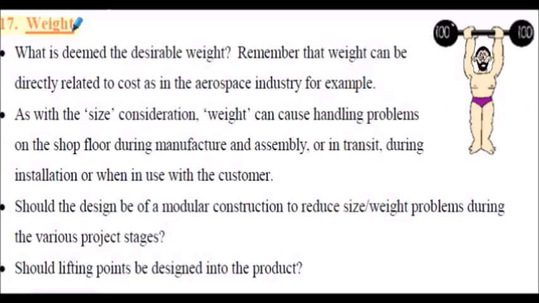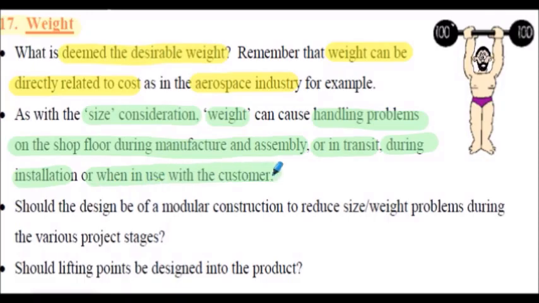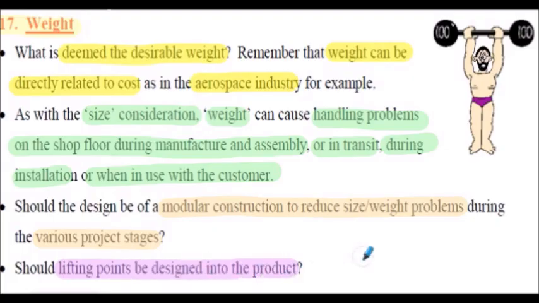Requirement 17 is weight. What is deemed the desirable weight for a component? In some industries, weight can be directly related to costs, such as in the aerospace industry. And as with the size consideration, weight can cause handling problems on the shop floor, during manufacture and assembly, or in transit, during installation, or when in use with the customer. Sometimes using a modular construction to reduce size and weight problems during various project stages is also considered. Even lifting points may sometimes need to be designed into the product.